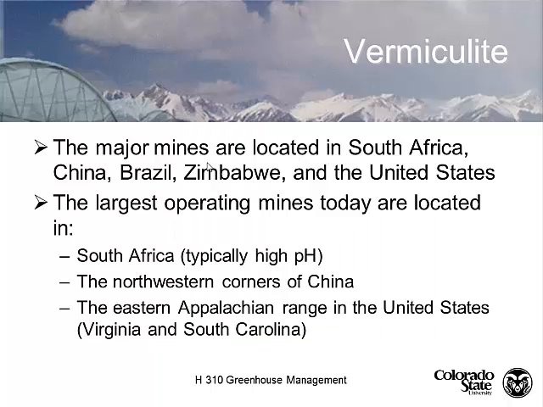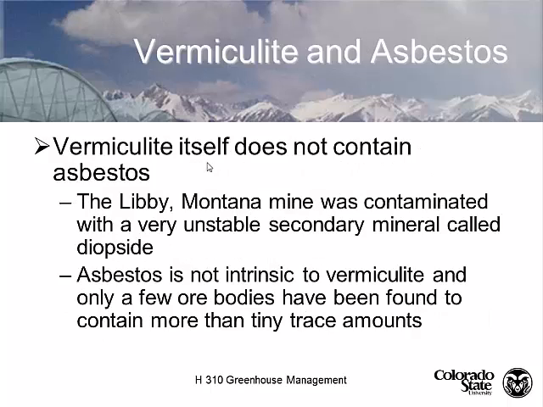Now, there's some issues with it. Most of it, this is a mined product. The biggest vermiculite mines or quarries are in South Africa, China, Brazil, Zimbabwe. What we're using in the United States mostly comes out of the southeastern United States. The vermiculite that's coming from South Africa is mostly used for insulation, used for shipping and packing material. It's not particularly a good product for potting soil because it's got a very high pH. What we're using in the United States is mostly coming out of the Appalachians.